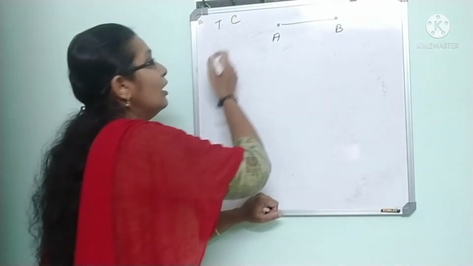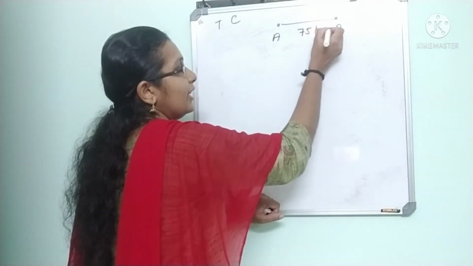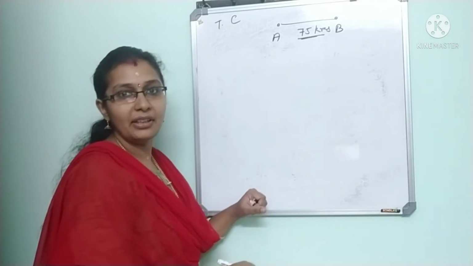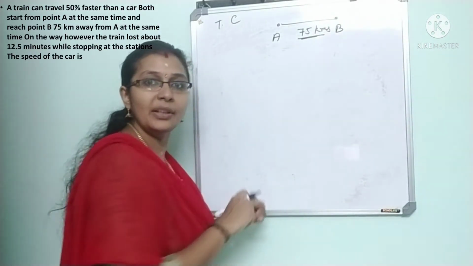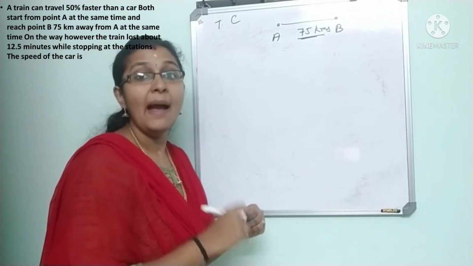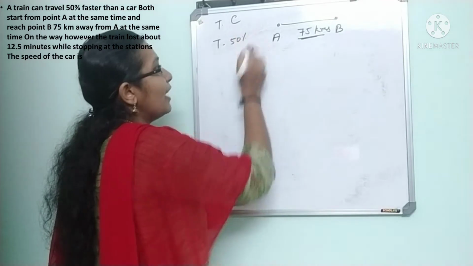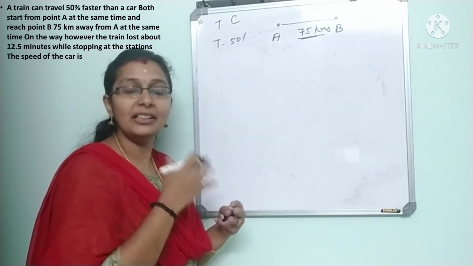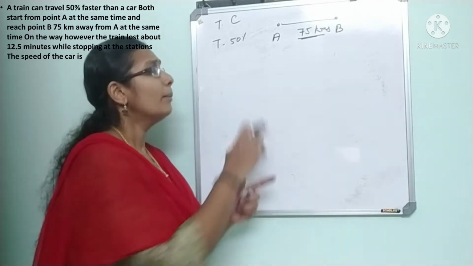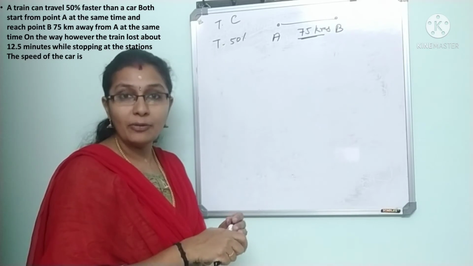Okay. So it is moving from A to B, covering 75 kilometers. So the total distance is 75 kilometers, and it is starting at the same time and reaching point B at the same time, they are saying. But the hint given is the train is traveling 50% faster than the car, which means it is moving with higher speed, correct? But still it reaches point B at the same time, they are saying. So how is it possible?